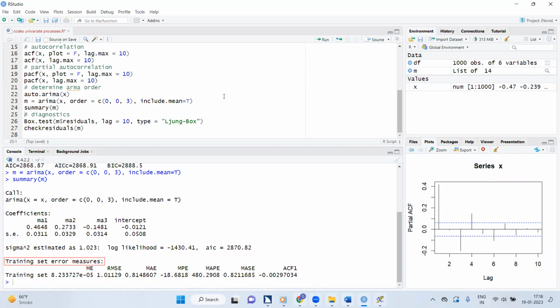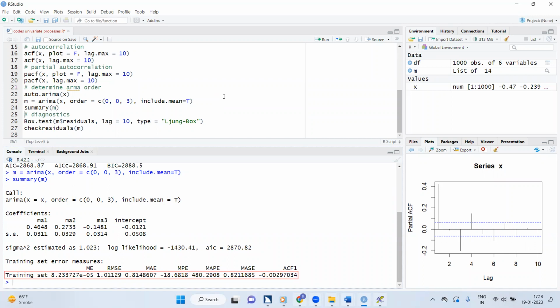Then there are also model diagnostics. Not diagnostics, I must say, this is the performance of the model. So this is the mean error, then root mean square error. When you want to compare between models, you can compare these statistics. So instead of MA3, you may fit an AR1 model and then compare. And it is calling it a training set.